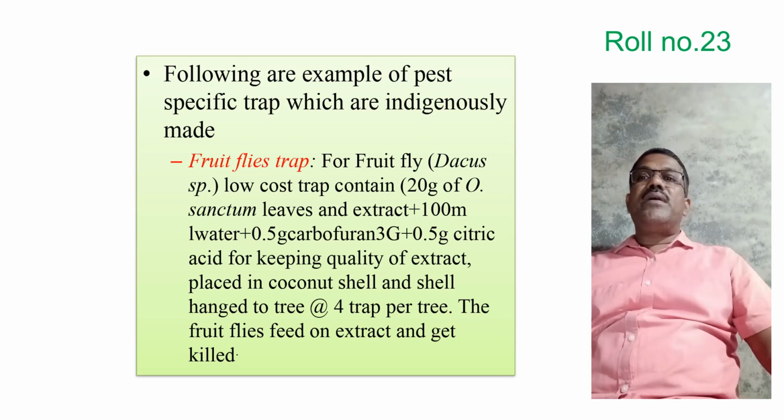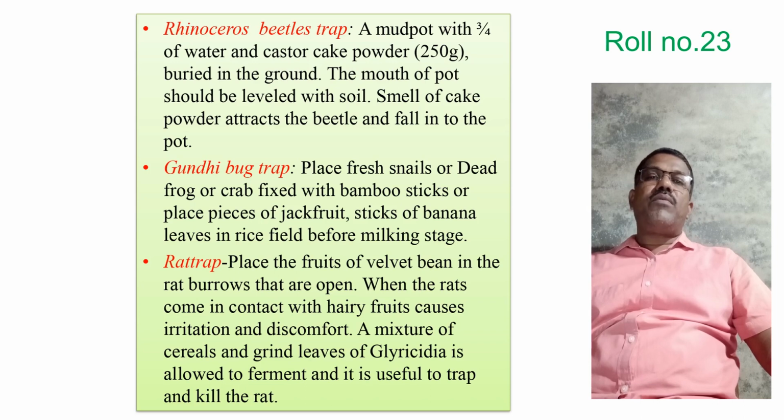Rhinoceros beetle traps. A mud pot with three-fourths of water and castor cake powder is buried in the ground. The mouth of the pot should be leveled with the soil. The smell of the cake powder attracts the beetles and they fall into the pot. Gundhi bug traps. The Gundhi bug trap is fresh snails or dead frog or crab fixed with bamboo sticks or placed with jackfruit, sticks of banana leaf in the rice field before the milking stage.